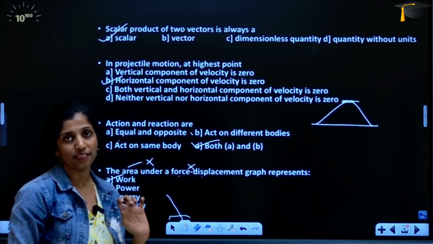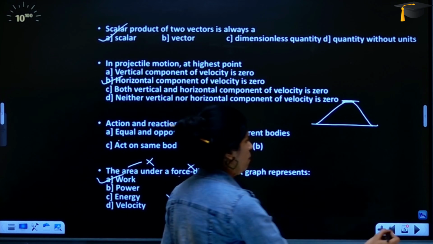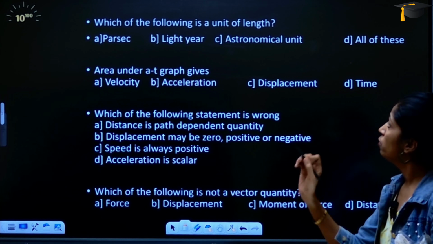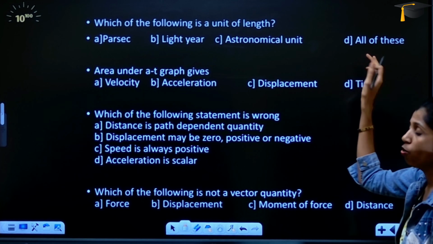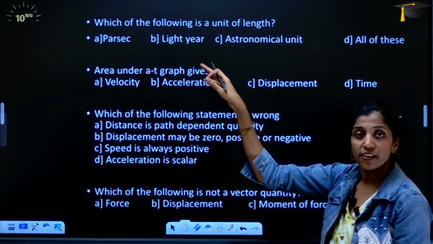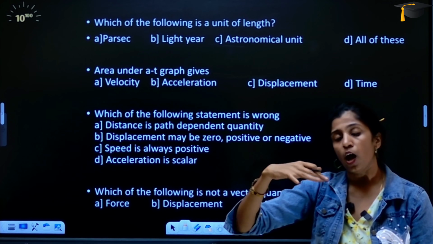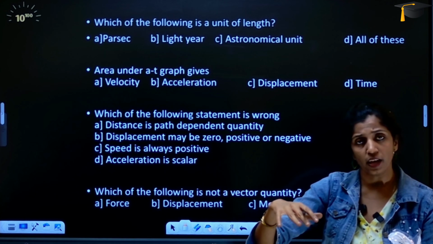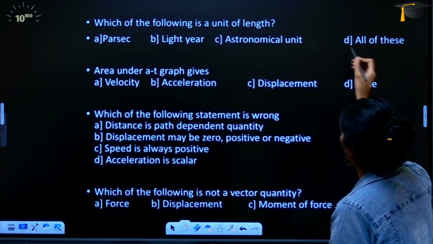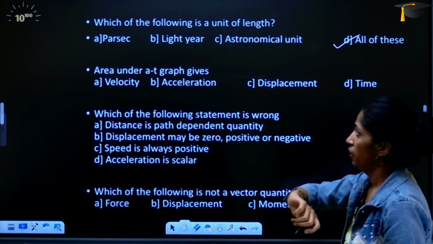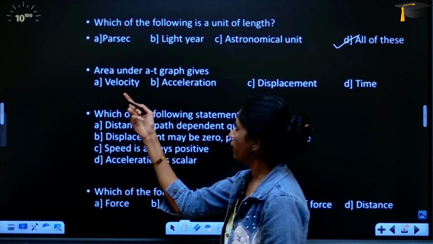Therefore option A is the correct answer. Please remember this. Okay, so moving to the next, which of the following is a unit of length? Per second, light year, astronomical unit, all of these. As you all know, light year means how much distance the light travels in a year. It comes under the quantity of distance, even the parsec is distance, therefore all of these will be the correct option.